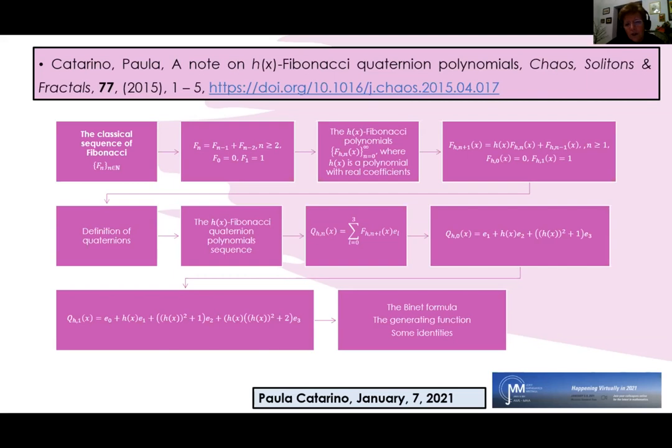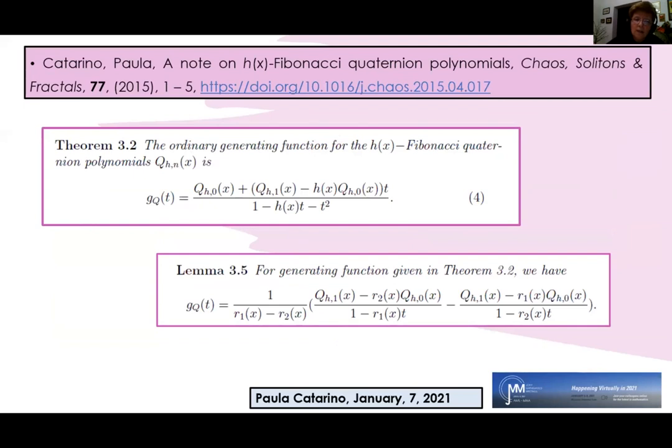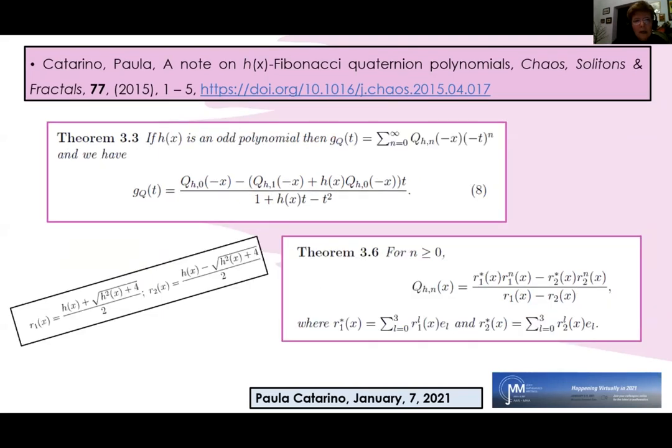And we have the definition of a term of order n of the h of x Fibonacci quaternion, and also the recurrence relation that this sequence satisfies, and the initial conditions. Then in this paper, we have the Binet formula, generating function, and some identities. I present here only the results. The generating function of this kind of sequence has this expression, and we can also get another expression for these generating functions. Also, if the polynomial is odd, we have another expression for the generating function.